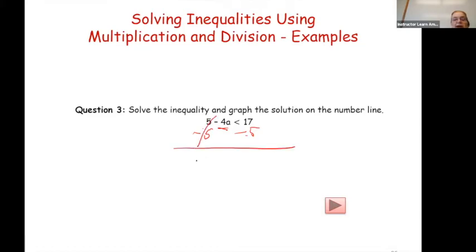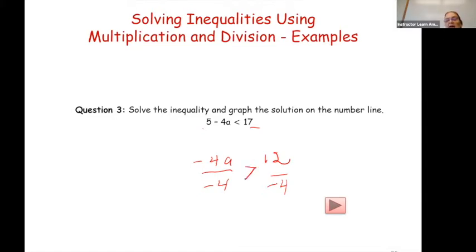This adds to 0, and we have minus 4a is less than 12. Now, to get the a by itself, we're going to divide both sides by minus 4. When we divide by the minus 4, this is going to reverse the inequality. So this is now the correct statement. Minus 4a divided by minus 4 is going to be greater than 12 divided by minus 4. So this gives us positive 1 times a, and we get a is greater than negative 3.